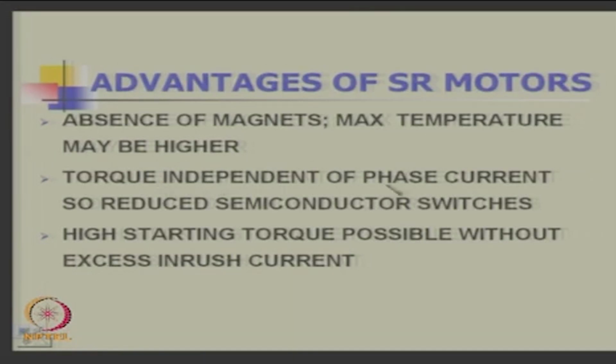Now, torque is independent of phase current, so semiconductor switches are reduced, therefore the number of switchings can be reduced. The torque depends upon I square into dL by d theta, you can make it also independent of the current. High starting torque is possible without excess inrush current. This is one of the claims, it can provide very high starting torque. Because you have a limitation of starting torque in other machines.